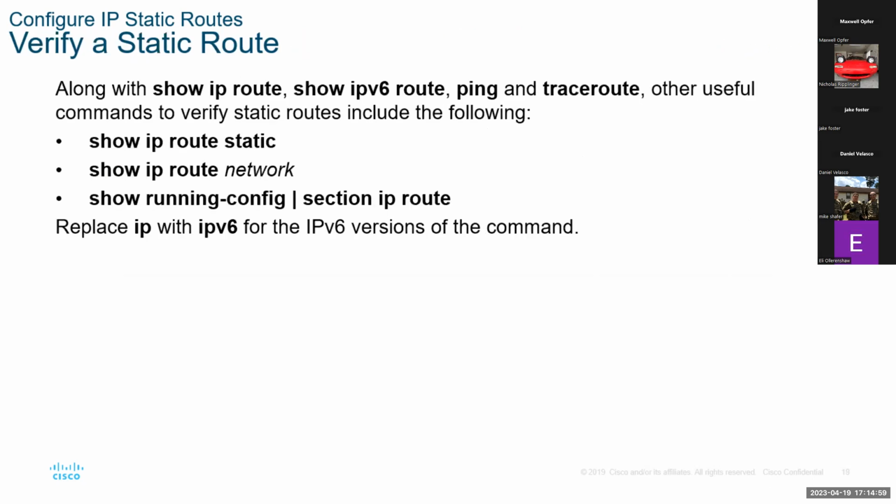Verifying static routes: along with show ip route, show ipv6 route, ping, and traceroute, other useful commands to verify your static routes include show ip route static, show ip route network, and show running-config pipe section ip route. Replace ip with ipv6 for the IPv6 version of the commands.